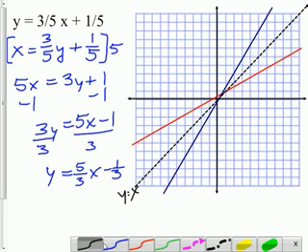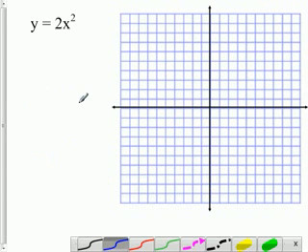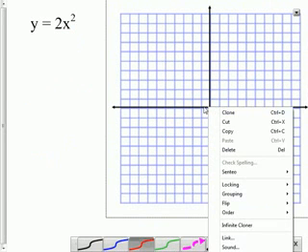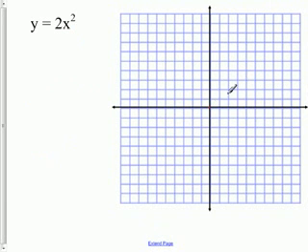Let's take a look at one more problem, and one that isn't linear. So we're going to do the same process, but first let's just take a look at what this thing looks like when we graph it. 2x squared is going to go through the origin. This is a parabola, okay?